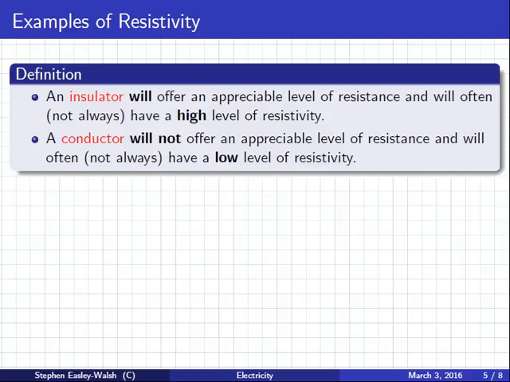Anyways, insulator, high level of resistivity. Conductor, low level of resistivity.